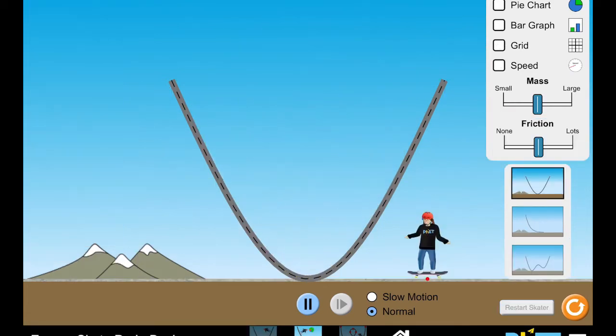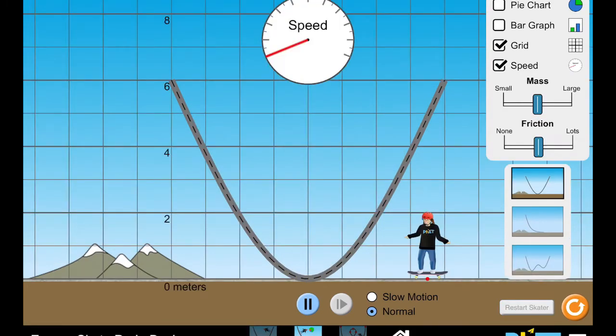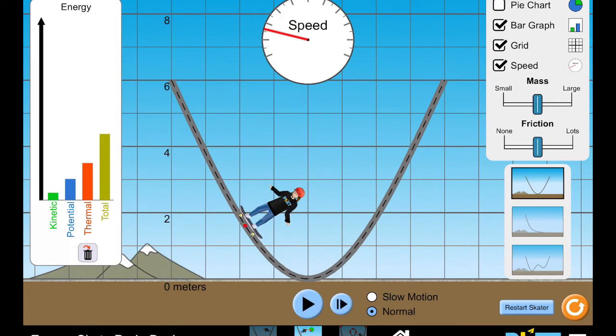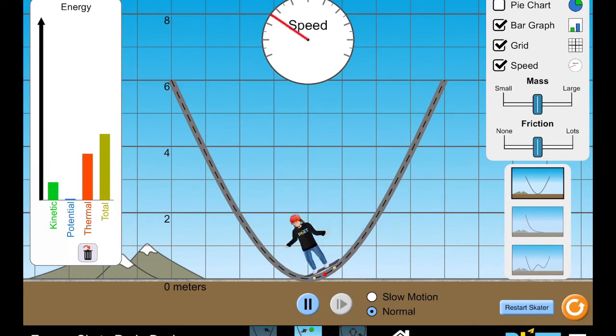If we were to add in some friction, start our skater at 5 on one side, we would see that they do not make it to 5 on the other side, and they make it even less high. Now what's happening? You see that total bar is still remaining the same, but some of our mechanical energy that was being converted back and forth is now just sucked into the thermal energy section. That's where the friction goes. That's the energy that friction makes.